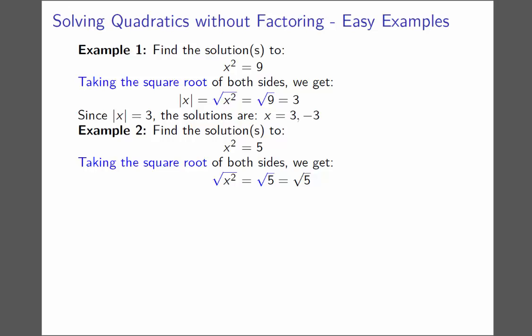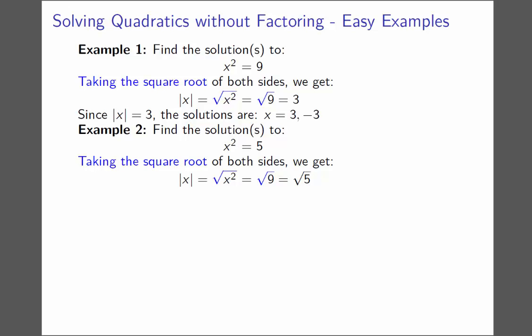And on the left, again we have the square root of x squared equals the absolute value of x. So since the absolute value of x equals the square root of 5, the solutions are that x is either the square root of 5 itself or negative the square root of 5.